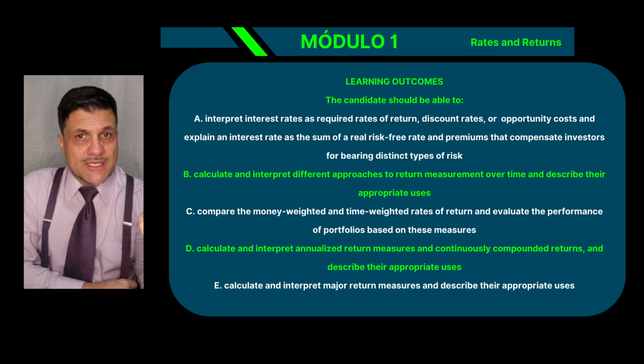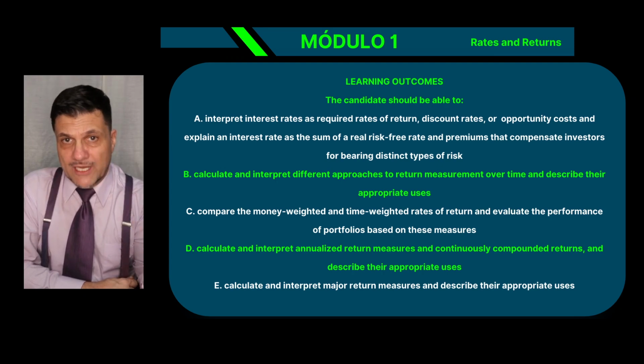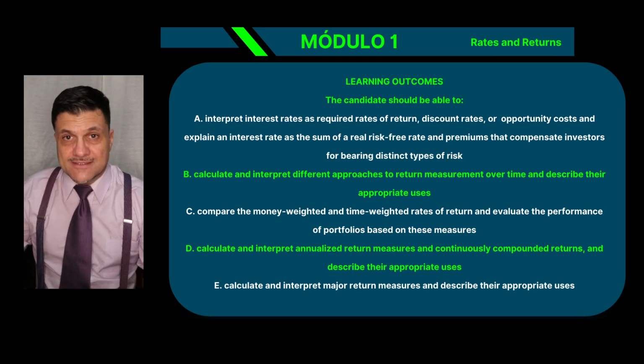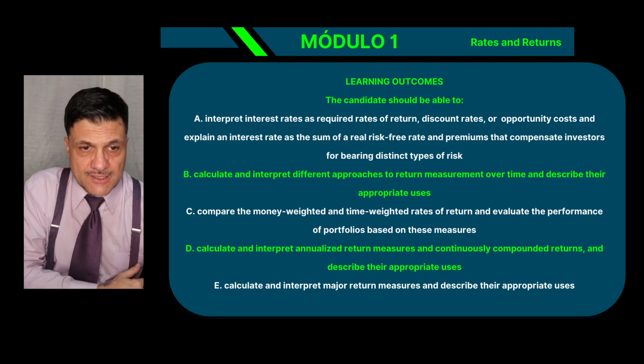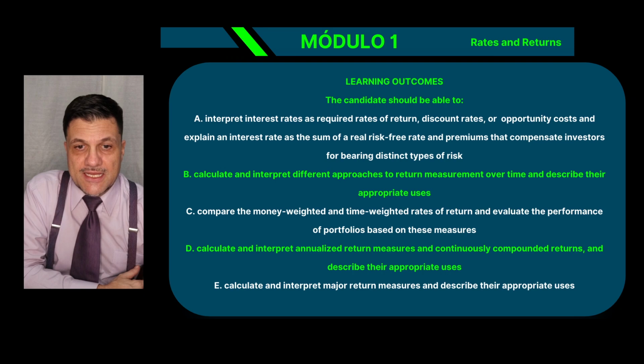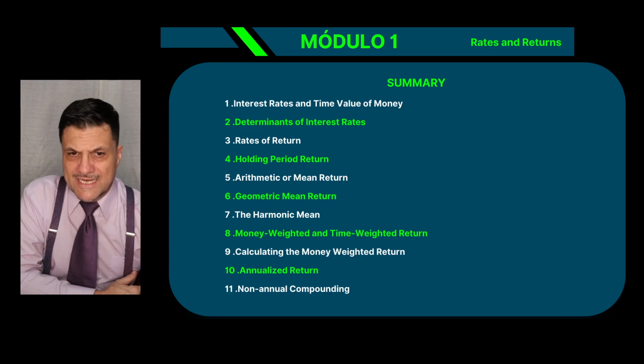So it's important not only to know how to calculate those returns, but also to understand why they exist. Why are there so many? They all could be questions. Great. So those are learning outcomes A, B, C, D, and E for you, friends. Now let's see the key points, or like a summary, I guess.